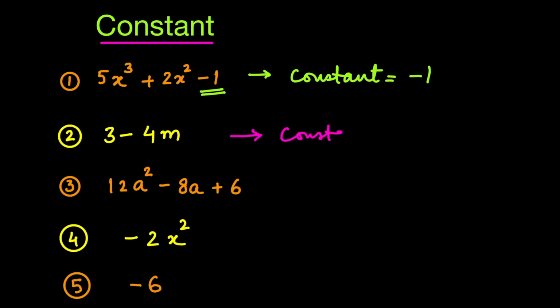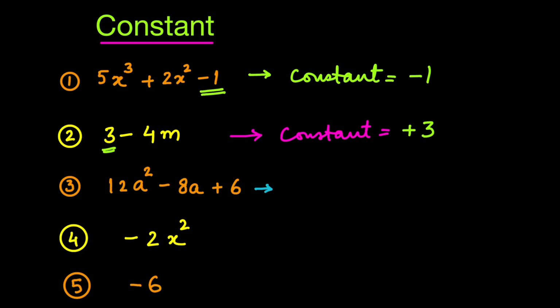Then what is the constant in the second one? Here we see this is the variable term, and this one has no variable with it, and we should remember to take the sign as well. There is no sign, that means it's positive, so it's +3. Then in the next example, this is a variable term, this is a variable term, but this one has no variable with it and the sign is plus. So we say +6 is a constant.